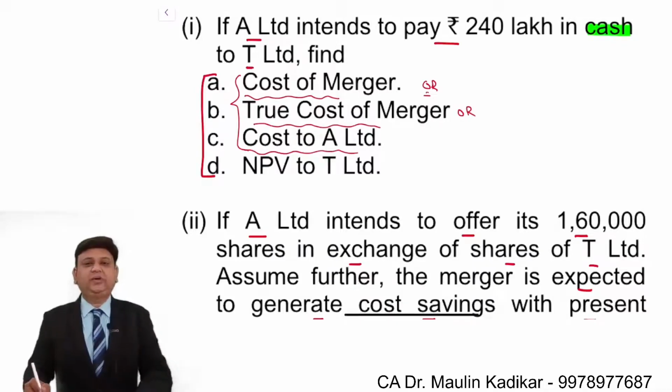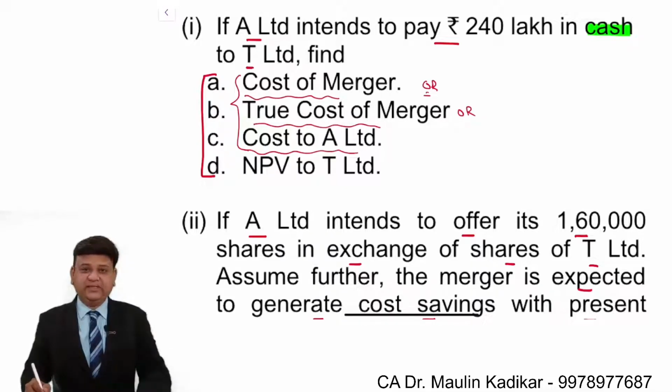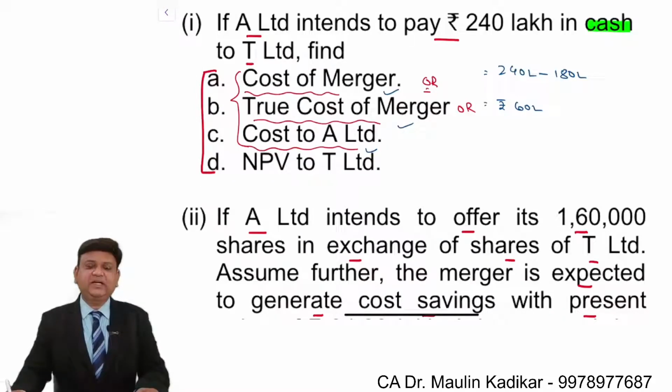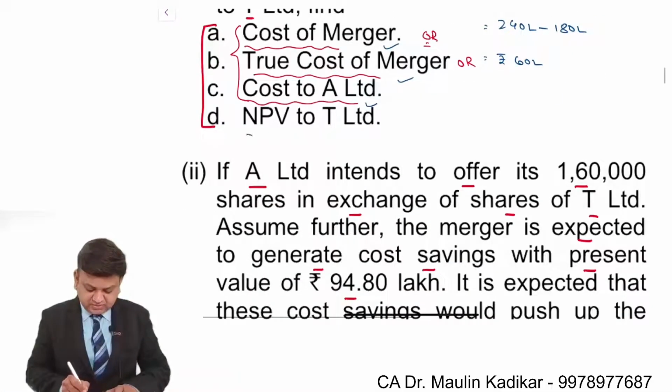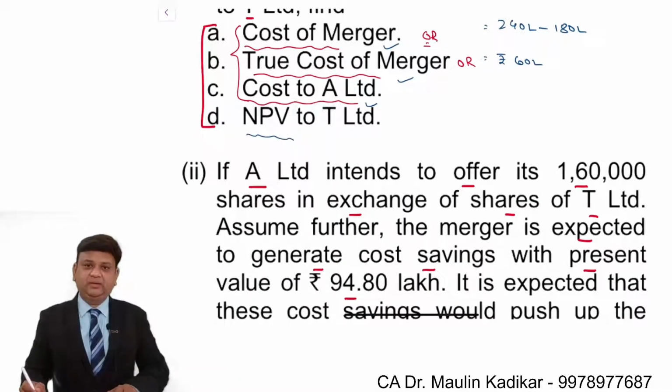Whether the question says that you are required to calculate the cost of merger, or true cost of merger, or cost to A limited, all these three questions will have the same answer. Basically, it indicates the excess consideration which the acquiring company is paying for acquisition of the target company. The last question, that is NPV to the target company, we understand logically is the same: whatever is the cost to the acquiring company is itself the NPV to the target company.